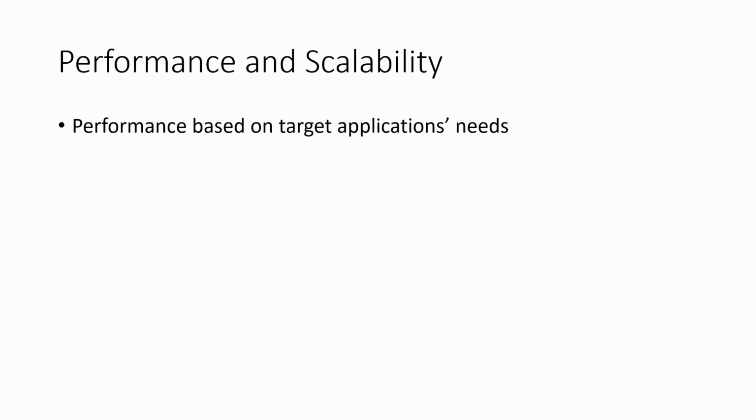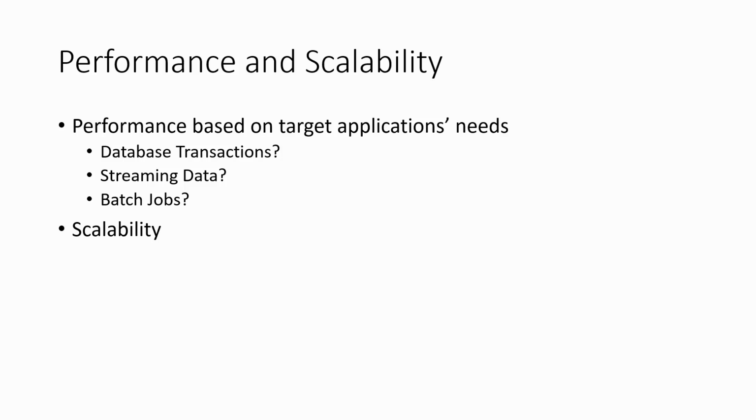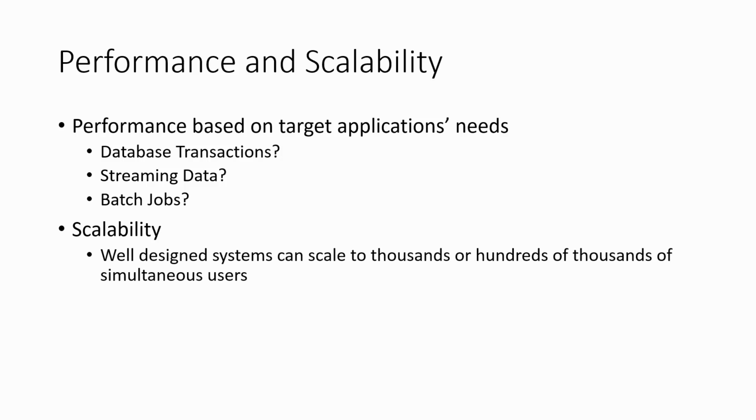So, performance and scalability. Performance is typically based on the target application's needs. So, depending on whether your DFS is used for database transactions or streaming data or batch jobs, you have to design the system with those performance requirements in mind. Scalability is also quite important in distributed file systems. So the most popular distributed file systems also tend to be some of the most scalable ones. So well-designed systems that can scale to thousands or hundreds of thousands of simultaneous users tend to do well in the DFS space. And this requires an engineering effort from the design of the distributed system itself, so that you are able to sort of distribute the work among all of the nodes that are involved in the distributed file system.